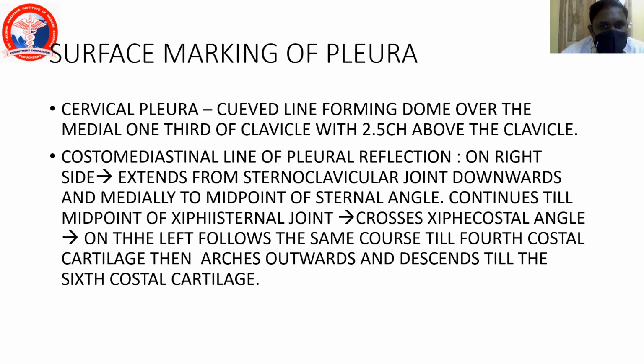Surface marking of the pleura: the cervical pleura forms a dome over the medial third of the clavicle, 2.5 cm above the clavicle. The costomediastinal line of pleural deflection on the right side extends from the sternoclavicular joint downwards and medially to the midpoint of the sternal angle, continuing to the midpoint of the xiphisternal joint. On the left it crosses the xiphicostal angle and follows the same course till the fourth costal cartilage, then arches outwards and descends to the sixth costal cartilage.